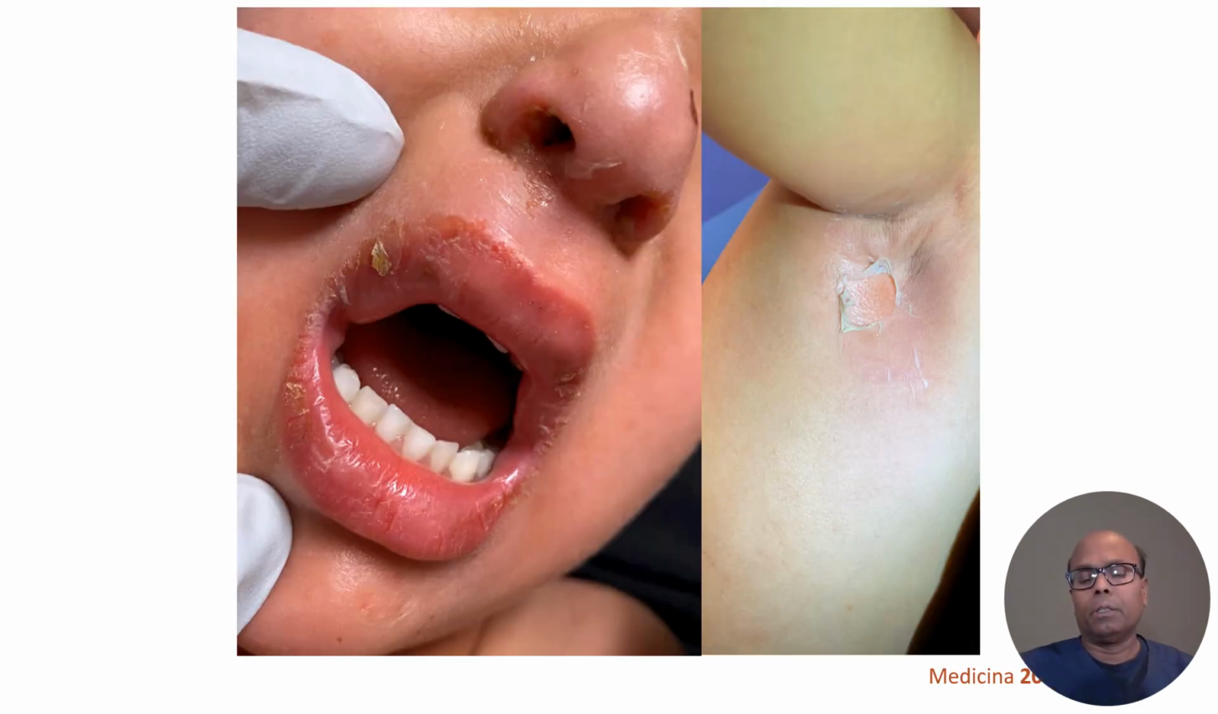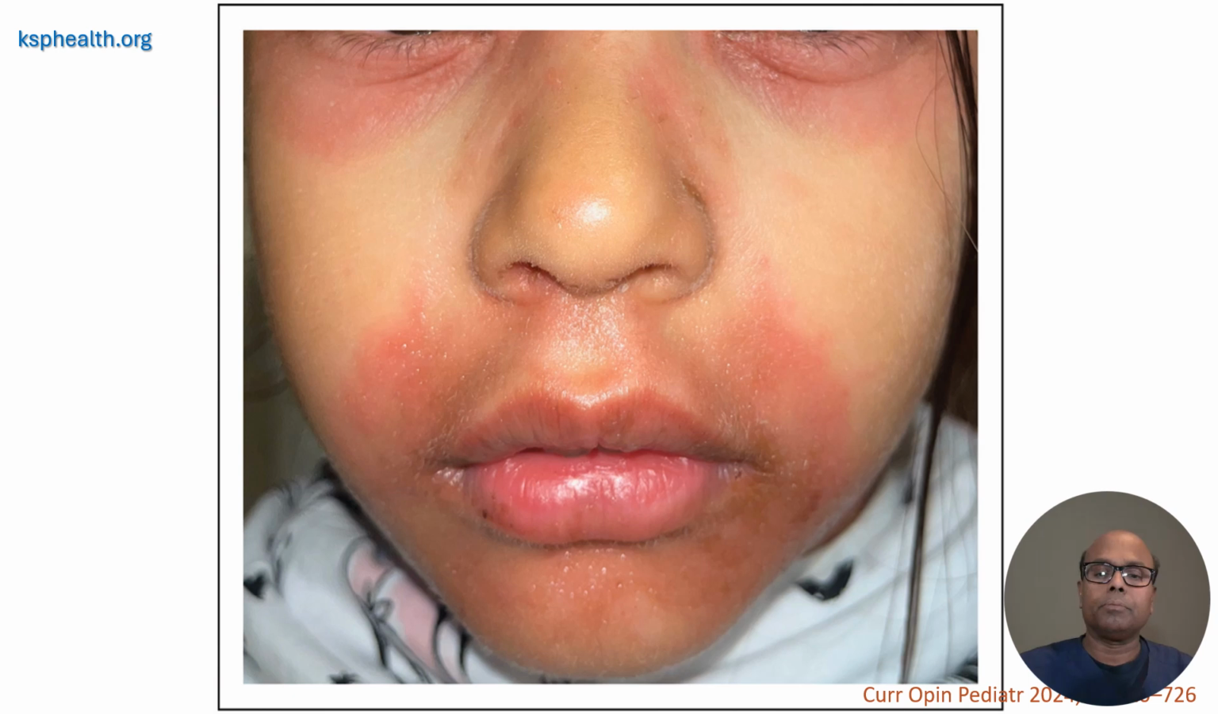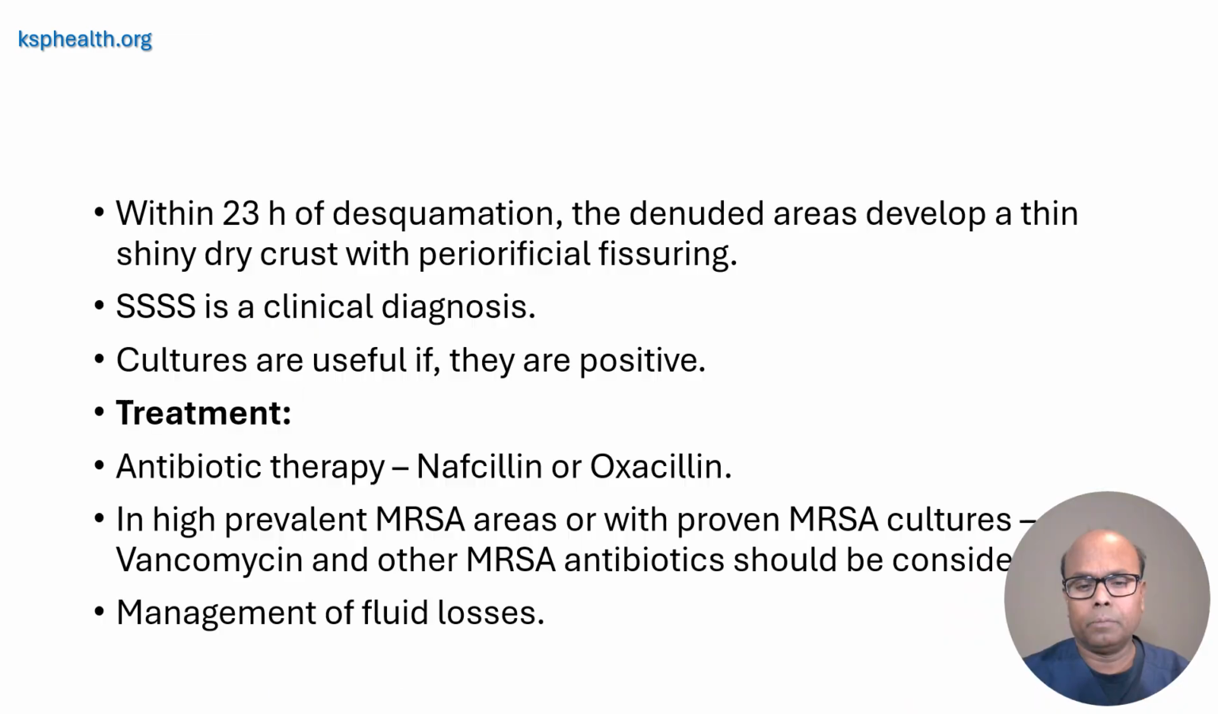As you can see here, the bullae burst and expose the raw area, and also you can see the exfoliation in the perioral area and around it. This is another picture showing erythroderma patches, and I think it is going to form bullae and blisters.